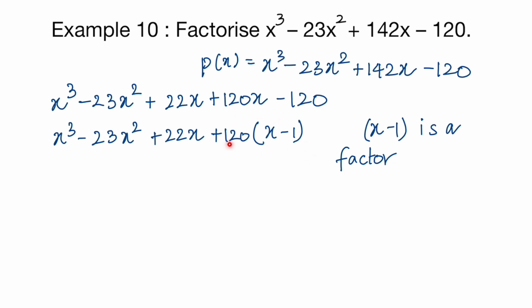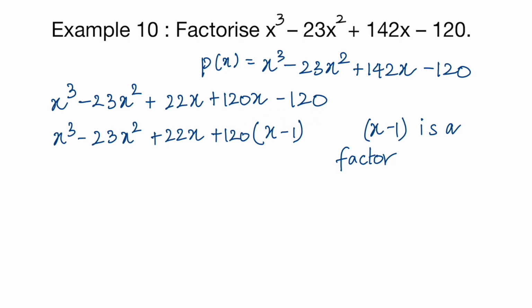Okay. So now this has become a single term, 120 into x minus 1, from which x minus 1 can be taken out as a common factor. We are not going to take it out as a common factor just yet, because we have to make the other terms like that as well.